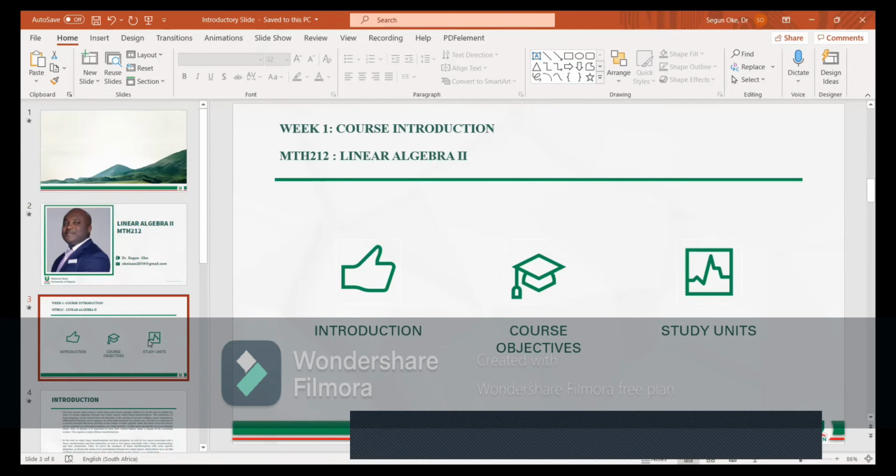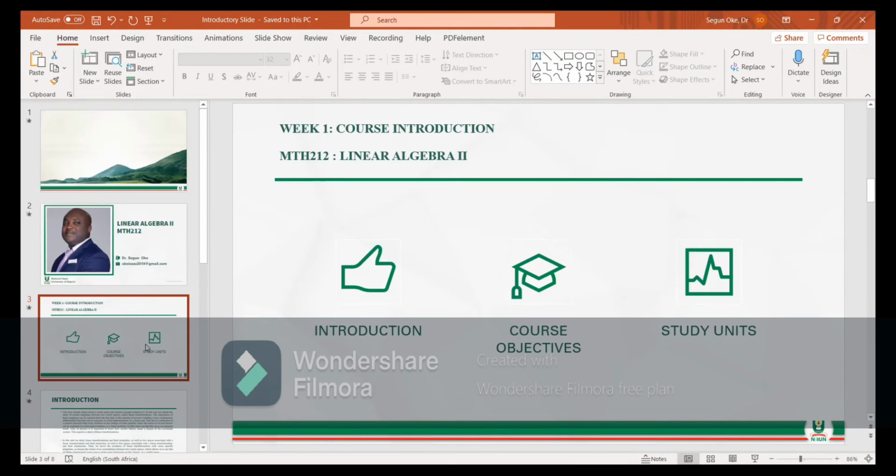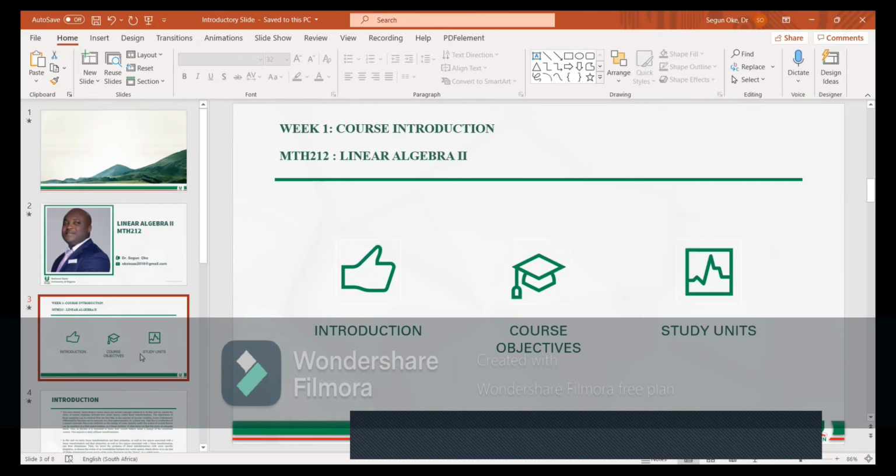As we all know, this course is a kind of fundamental course that needs to be checked and used. Here we have Linear Algebra 2, taking us through the introduction, the course objectives, the units, and so on.